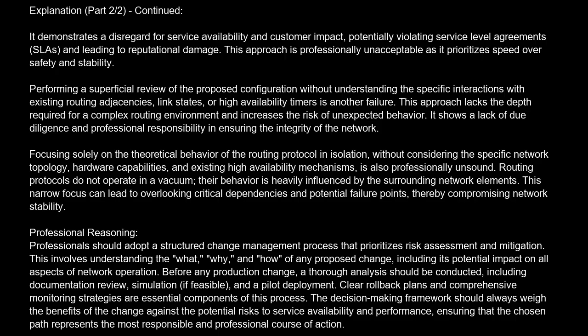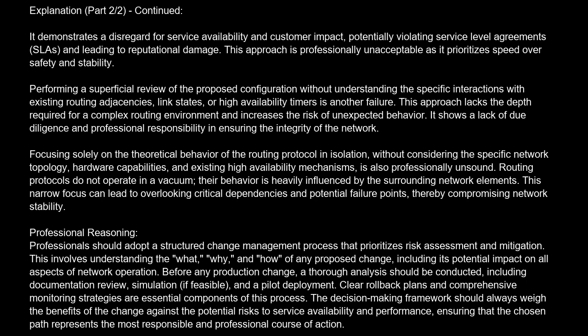Focusing solely on the theoretical behavior of the routing protocol in isolation, without considering the specific network topology, hardware capabilities, and existing high availability mechanisms, is also professionally unsound. Routing protocols do not operate in a vacuum. Their behavior is heavily influenced by the surrounding network elements. This narrow focus can lead to overlooking critical dependencies and potential failure points, thereby compromising network stability.